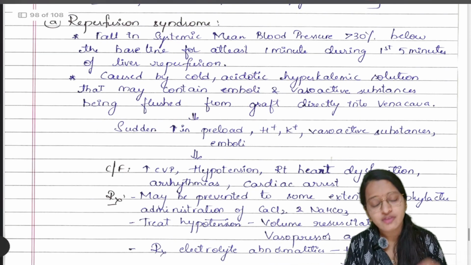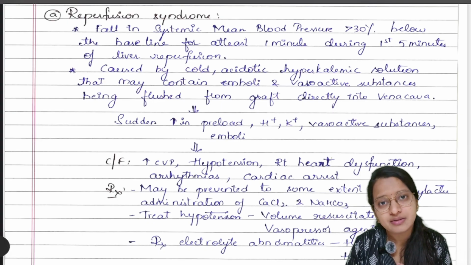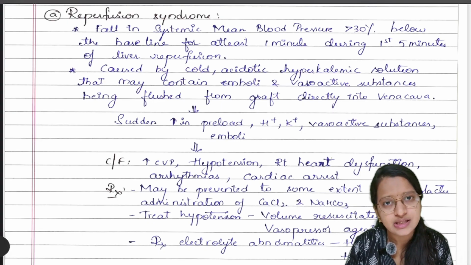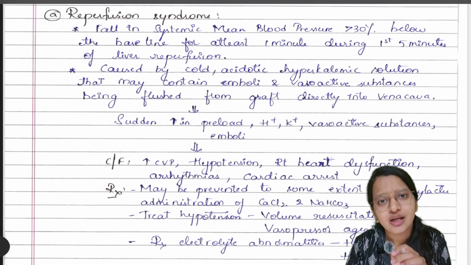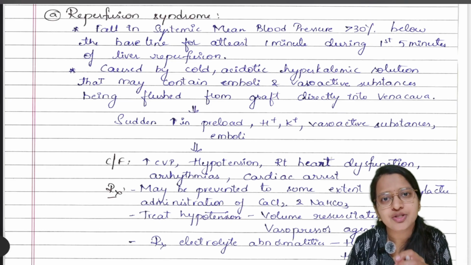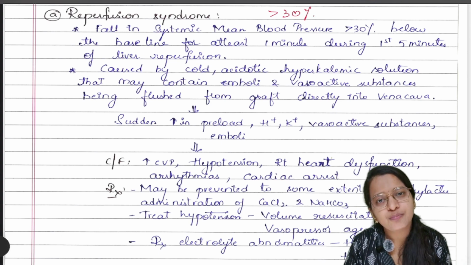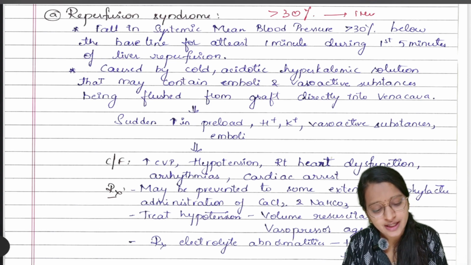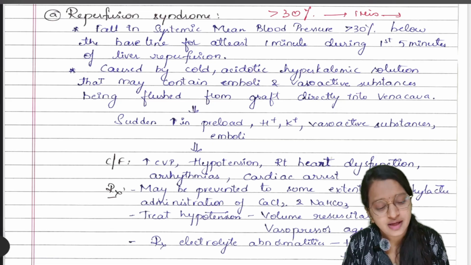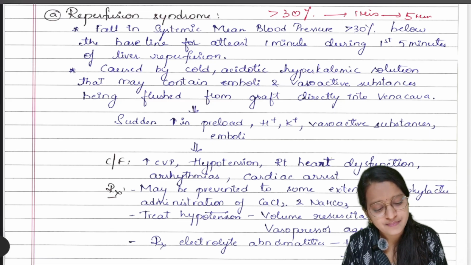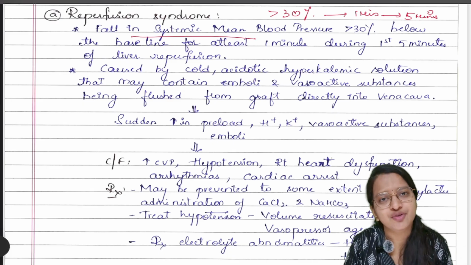Okay. So what will be our complications? Expected complications would be reperfusion syndrome, which means there is a fall in systemic mean blood pressure by greater than 30%, and this fall should persist for at least 1 minute, and this should occur in the first 5 minutes. Okay, so this is reperfusion syndrome.